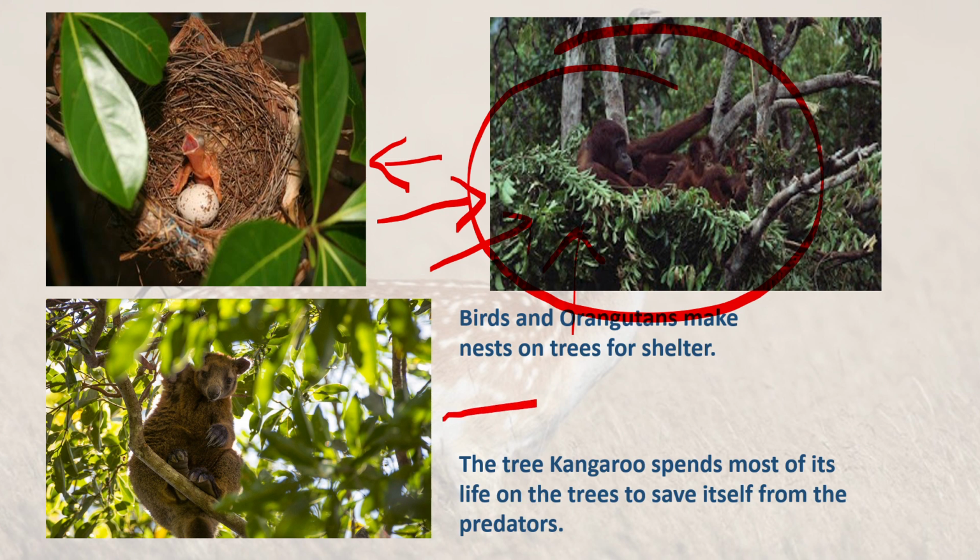Next is a tree kangaroo. This is another animal which uses a tree as its shelter, and the important bit is that it uses the tree as its shelter and to have its food and stays there for almost its entire life. It hardly comes down. It always stays on a tree. That is a tree kangaroo.